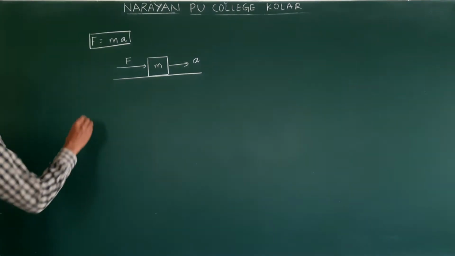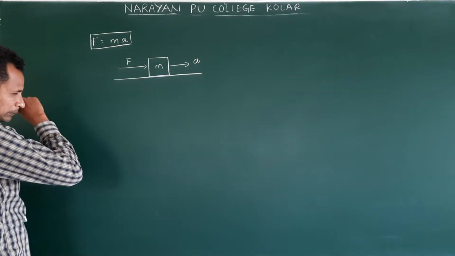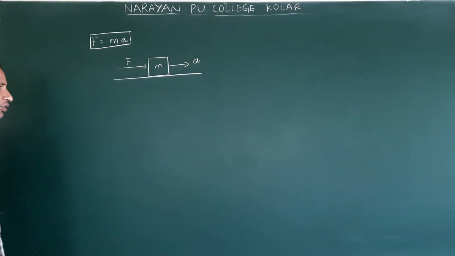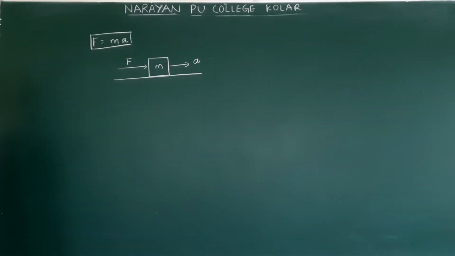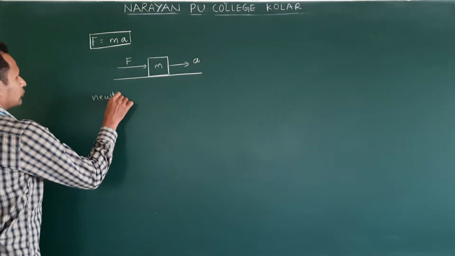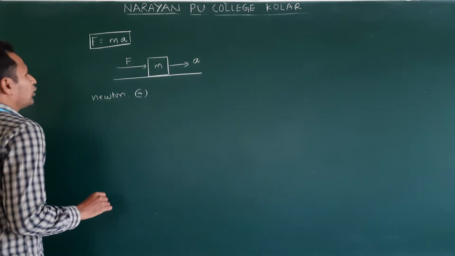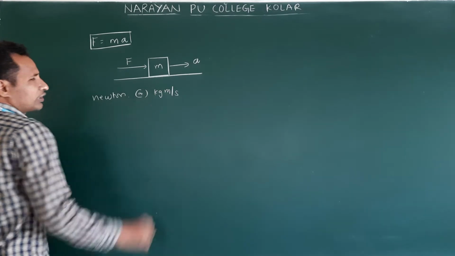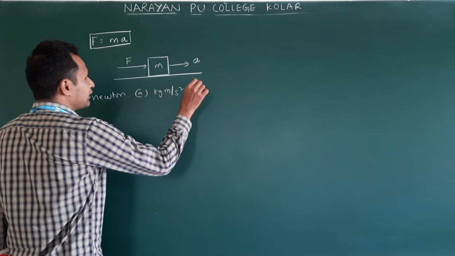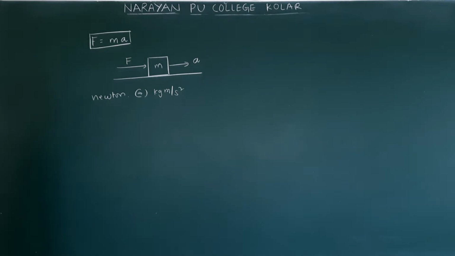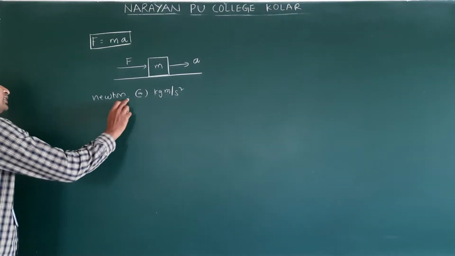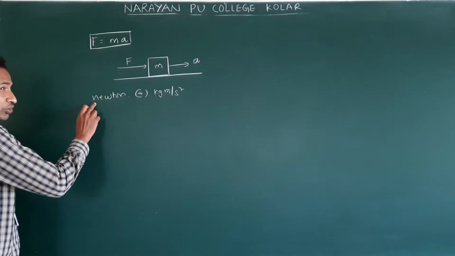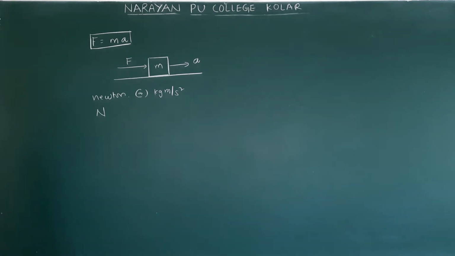The SI unit of force is Newton. How do we write these units? kg meter per second square. Acceleration is meter per second square. If you want to write the complete scientist name, write it in small letters. If you want to write only the starting letter, that will be capital N.